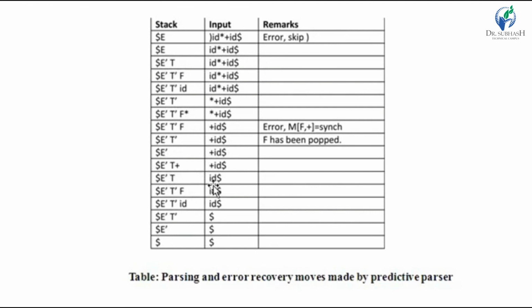Now T with ID: there is no direct production, but T to F and F to ID, yes. So T gives F T dash and F gives ID. Here ID matches. Now E dash T dash: T dash gives epsilon and E dash gives epsilon. So here in the stack there is the dollar sign and in the input string there is the dollar sign, so your string is accepted. So this is how your erroneous input will be handled in parsing.